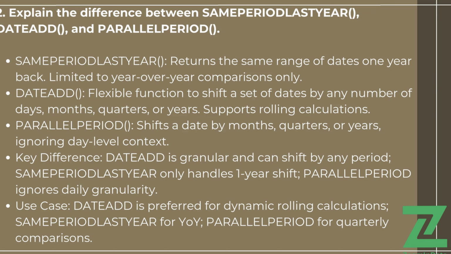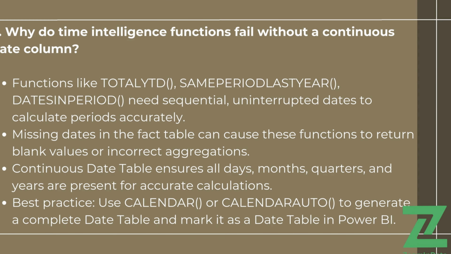The key difference is this: date ADD is granular and works with any time interval. Same period last year only handles a 1-year shift. Parallel period works at higher levels and ignores the specific days. Use date ADD for rolling windows, use same period last year for simple year-over-year, and use parallel period for month or quarter comparisons. Third question: why do time intelligence functions fail without a continuous date column?